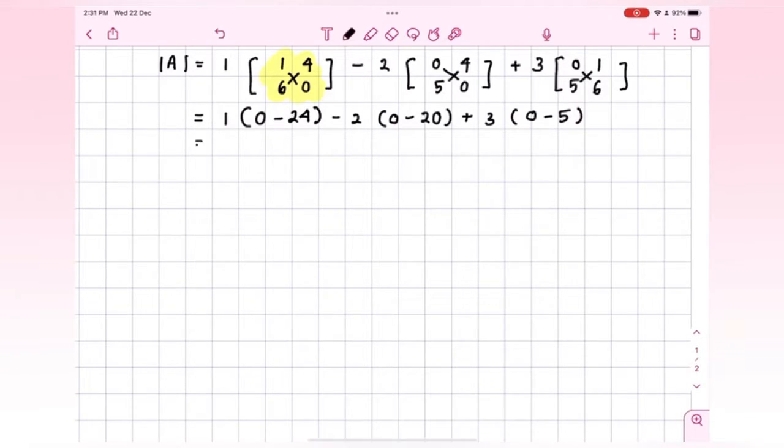Then we will solve this, we will get negative 24 plus 40, and then minus 15. Finally, the determinant of A we will get is 1.